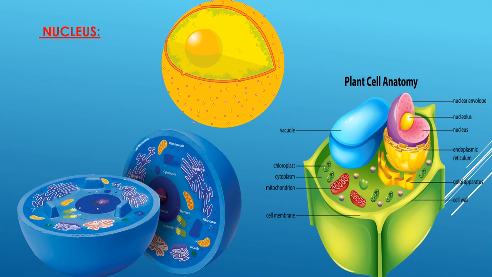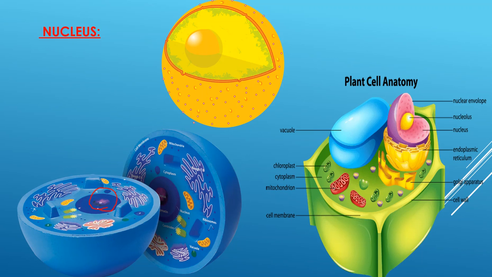Now, in the picture you are looking at, the left side is the animal cell and the picture on the right side is the plant cell. In the animal cell, I am locating with the red mark, here is the center of the cell. At the center of the cell, the nucleus is present in the animal cell.